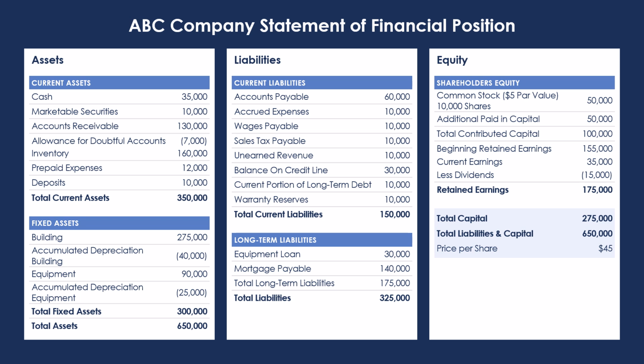Now we have the equity section. Common stock, $50,000. Additional paid-in capital, $50,000. Total contributed capital, $100,000. Retained earnings beginning, $155,000. Current earnings, $35,000. Less dividends, $15,000. Equals $175,000 retained earnings at year end. Total capital is $275,000. Total liabilities and capital, $650,000. Accordingly, assets do in fact equal total liabilities and capital.